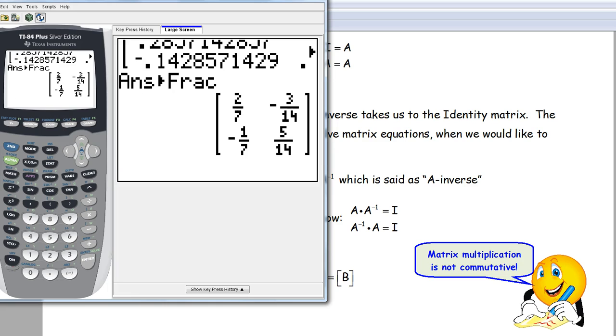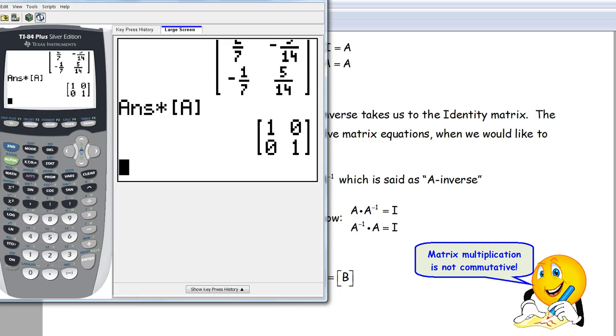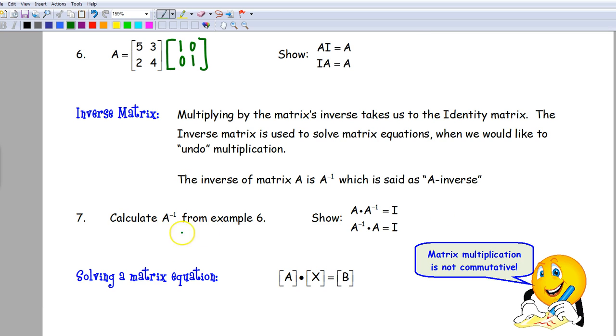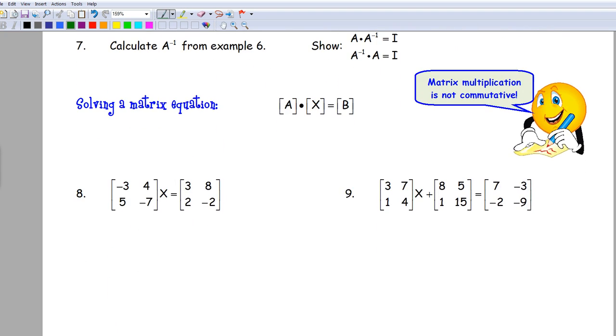So what we're just going to show is that when you multiply this by matrix A, you get back to the identity. So just press the times button, and let's go back and grab matrix A again. And enter, and it gets you back to the identity. Ta-da! Okay, I don't feel like writing that whole thing down, but you can go ahead and do so. So now what we're going to use this for, again, is to solve a matrix equation. Okay, we are going to do number 8 and 9, and then we're done with this video.